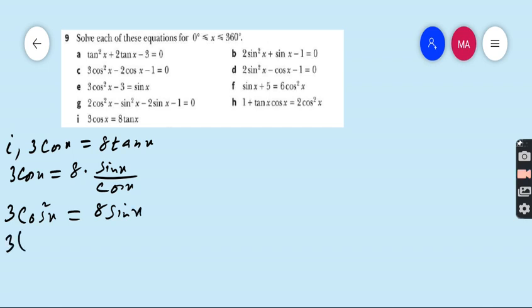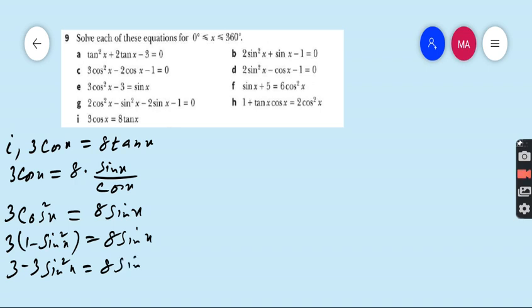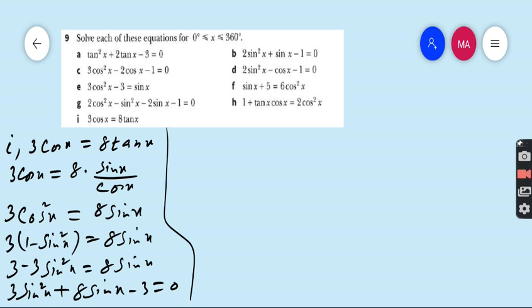So 3 cos square x becomes 1 minus sin square x. 3 ones are 3, 3 into sin square x is 3 minus 3 sin square x, equal to 8 sin x. Shift both the terms to the right hand side, it will be 3 sin square x plus 8 sin x minus 3 is equal to 0. Now this equation is able to be solved.